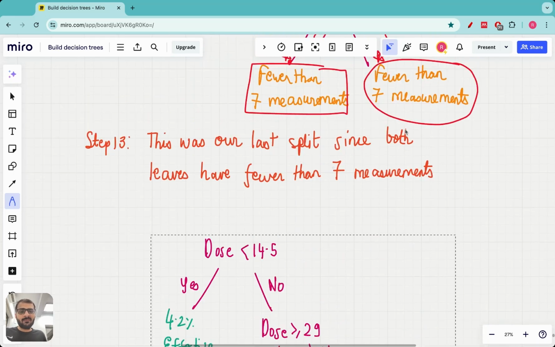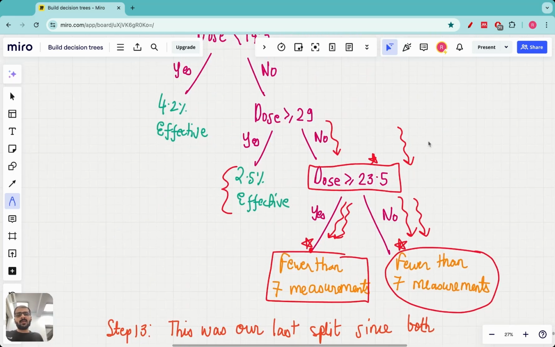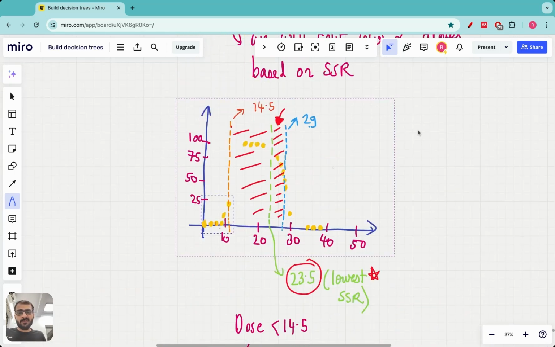Now let's see if we are on this side, which means if dose lies between 14.5 and 23.5, which means we are in this section over here, which I have shown with an arrow. If you take these four points and take an average, you will see that all of their values are 100. So the average will also be 100.